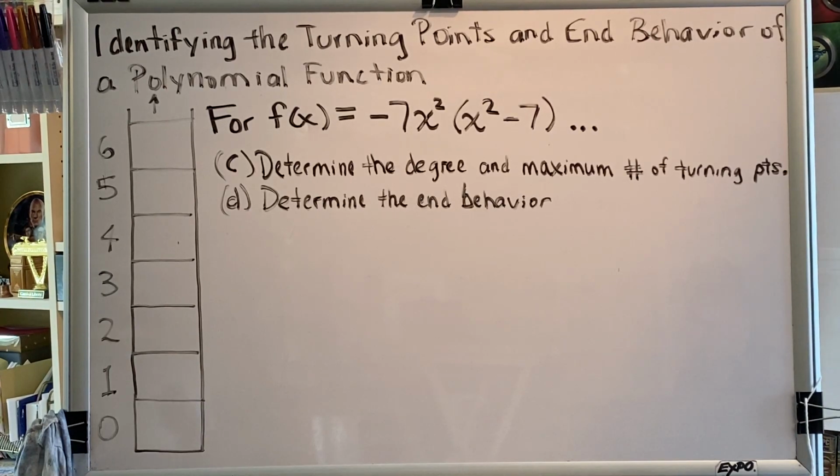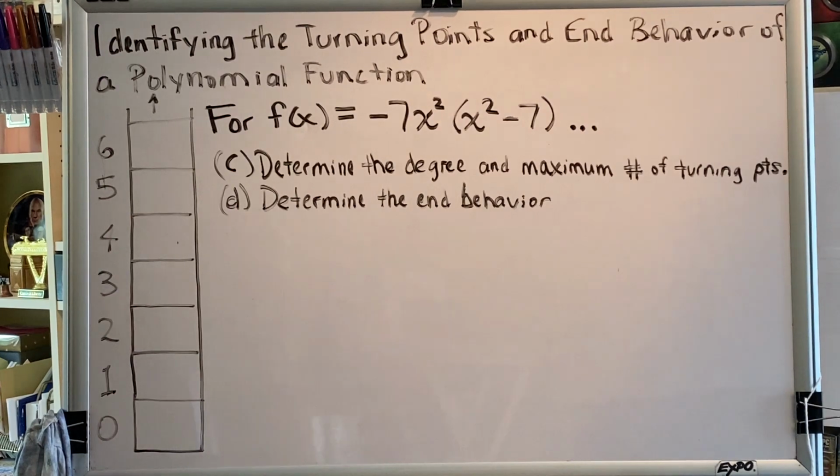The topic of this video is identifying the turning points and end behavior of a polynomial function. Let's look at a problem. For f of x equals negative 7x squared times the binomial x squared minus 7, find, part C, determine the degree and maximum number of turning points. Part D, determine the end behavior.